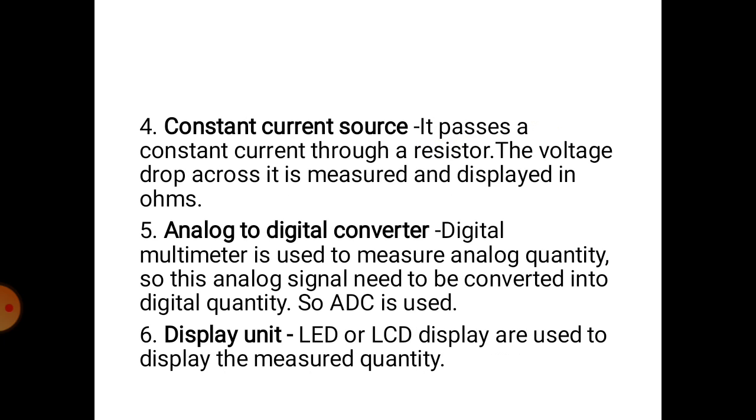Then next block is constant current source. It passes a constant current through a resistor. The voltage drop across it is measured and displayed in ohms. Then fifth one is analog to digital converter or ADC. Digital multimeter is used to measure analog quantity. So this analog signal needs to be converted into digital quantity, so ADC is used. Then sixth one is display unit. In order to display the readings, we use either LED or LCD display. They are used to display the measured quantity.